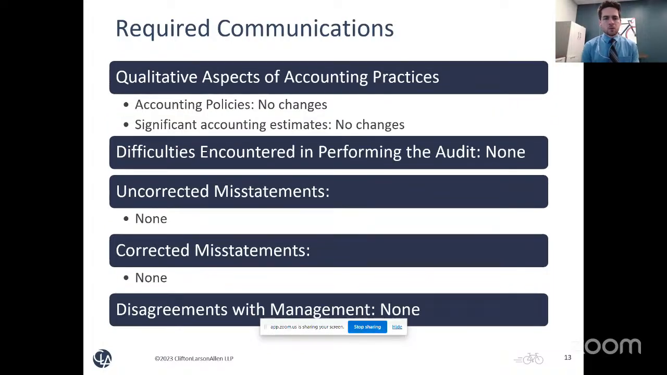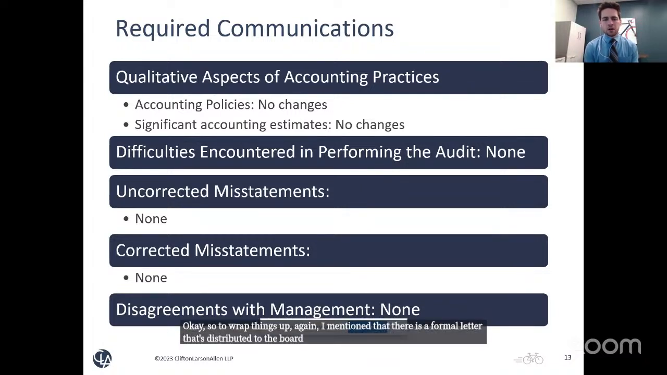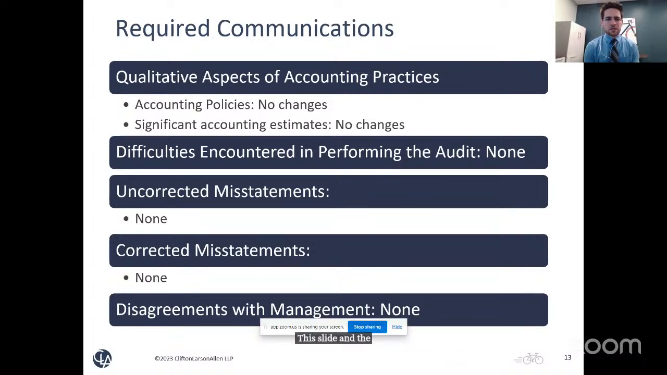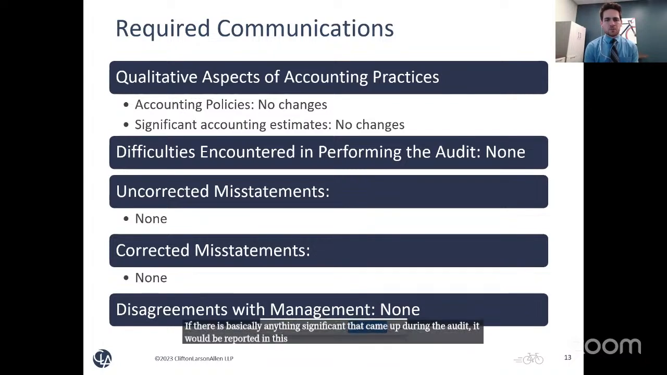Okay, so to wrap things up, again, I mentioned that there is a formal letter that's distributed to the board at the end of the audit. This slide and the next one summarize the key points from that. If there is anything significant that came up during the audit, it would be reported in this letter, even if it doesn't show up directly within the audit report itself.